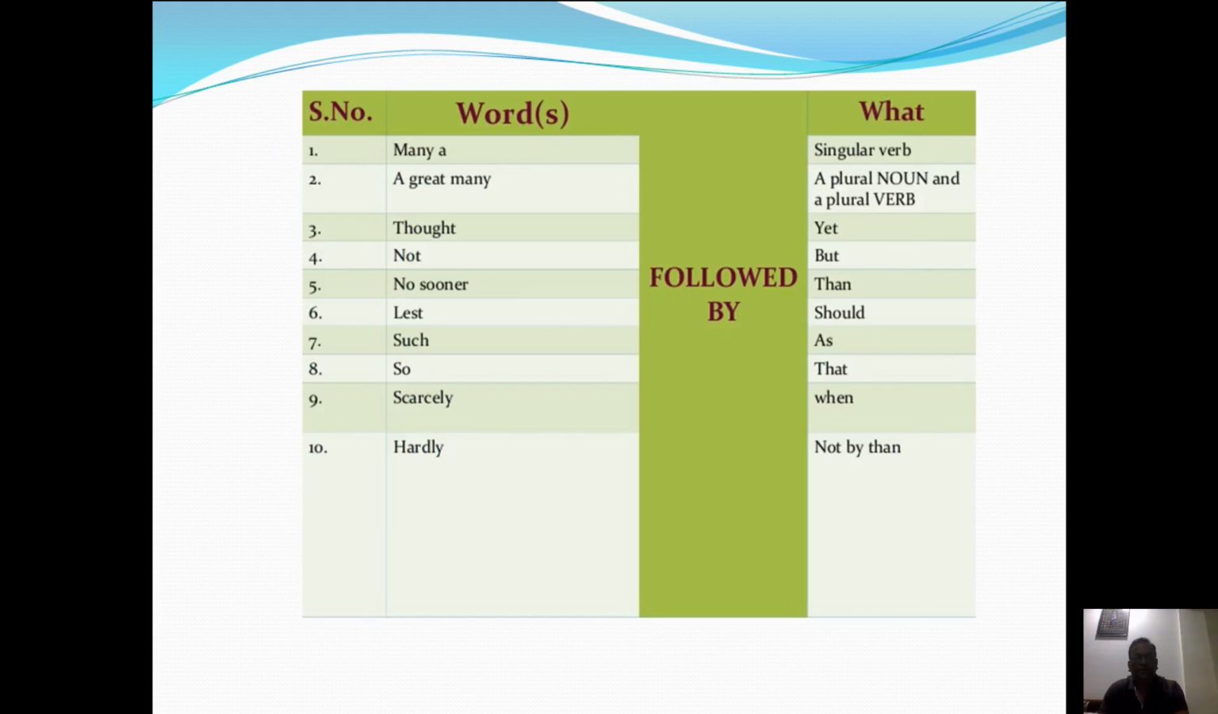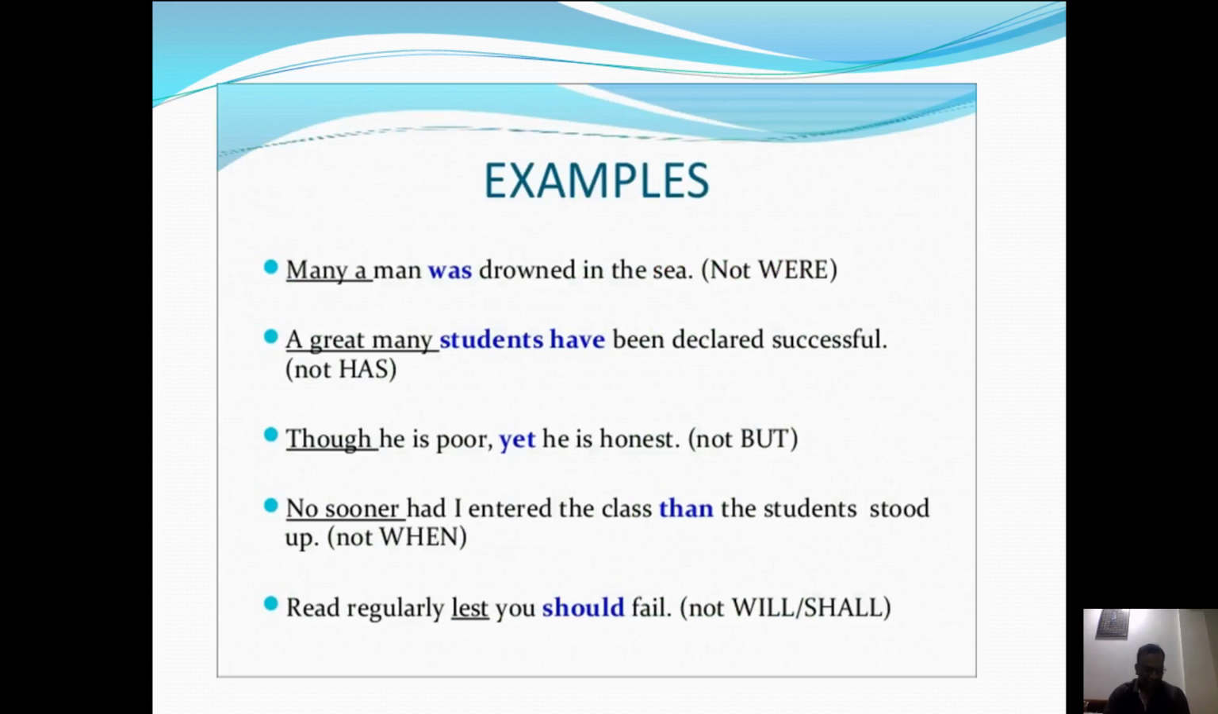In this particular slide, we are going to see some numbers and some words that are given, and how they are followed and used. Many, singular verb; a great many, a plural noun and plural verb; though, yet, not but; no sooner, than; lest, should; such as, so that; scarcely, when; hardly, not then. Just for your information, this slide is only for information. We will see examples, then you can understand.